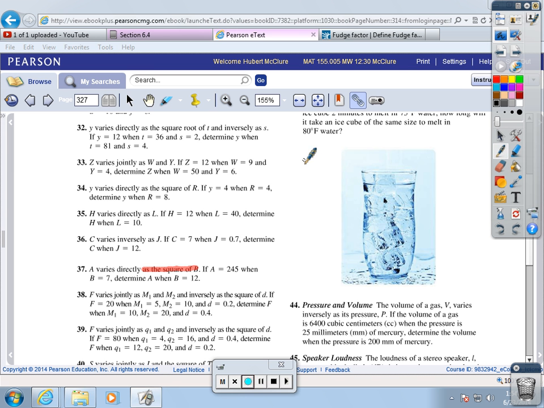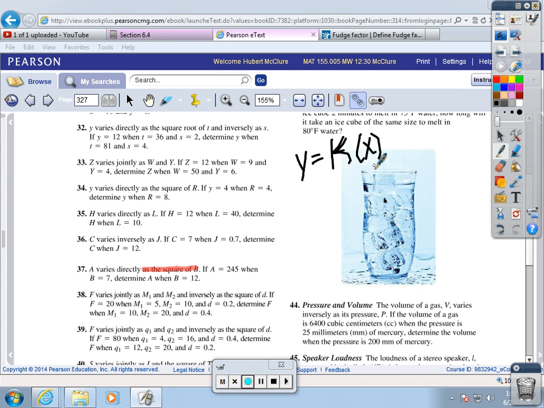A, well, X is equal to K. I'm sorry, wrong. Y is equal to K over X. Now we're going to use this because it says inversely. Right, well, here it says directly. Which one did I do? 37. Okay, I'm sorry, I'm doing the wrong one. Y is equal to K over X. K times X. All right.